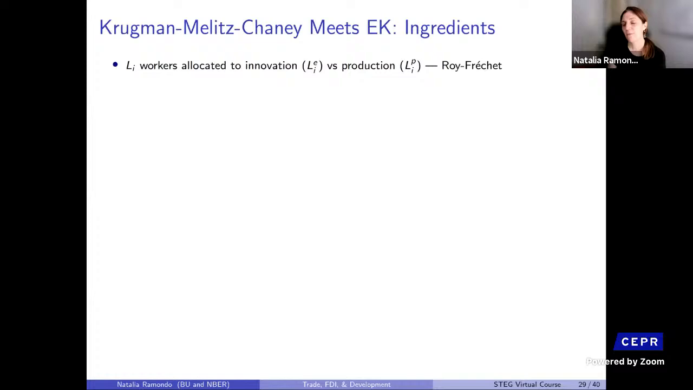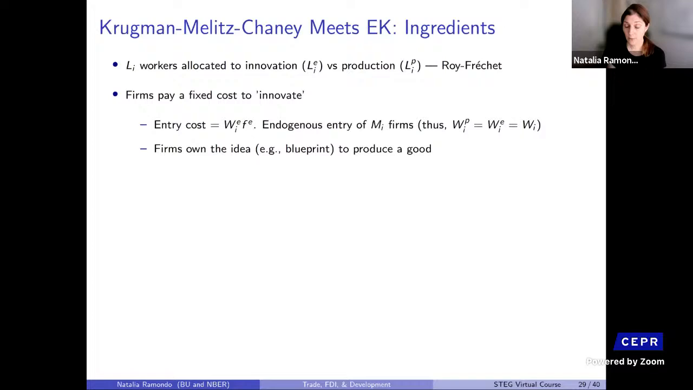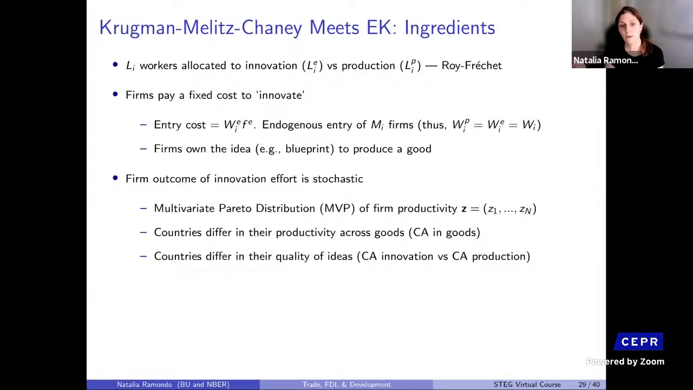So what do we have? We have workers that are allocated to innovation or production, okay, and that's a Roy-Frechet model, standard there. Then firms will pay a fixed cost to innovate, and that's the Krugman entry cost. So I'm going to work with a case where there is endogenous entry of firms, so wages are going to be equalized across sectors. And basically think about the firms owning the idea to produce a good, okay? So you pay this entry cost, and then you get your productivity. Okay, so the outcome of innovation is stochastic.